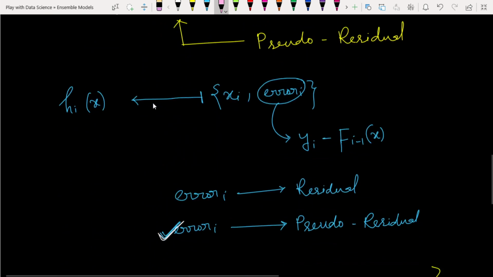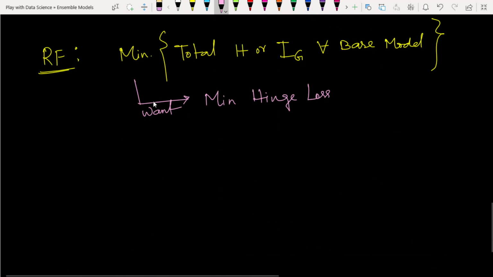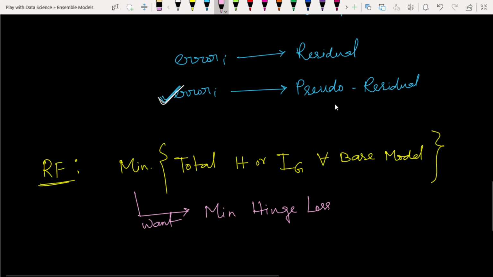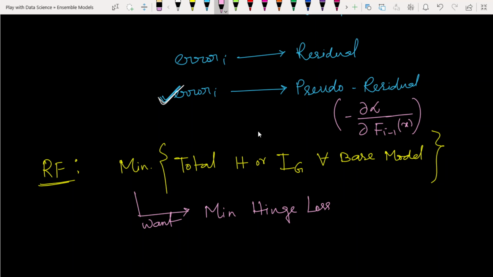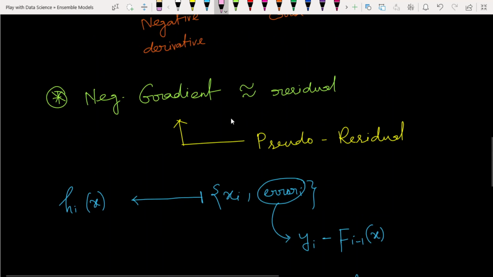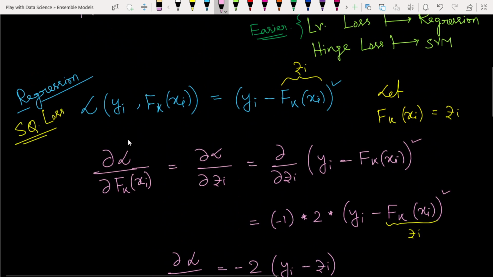If we just consider these things, it is possible. Because the pseudo residuals are simply minus del L by del f_{i-1}(x). Here we have taken the derivative. We have taken the square loss as an example.